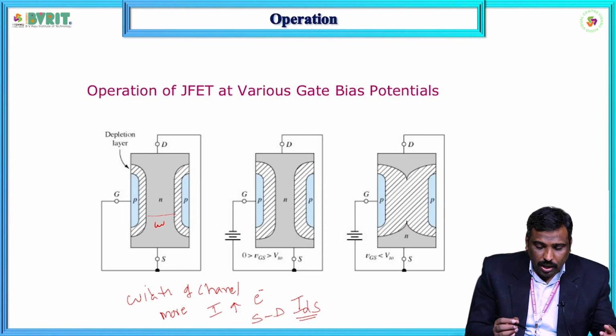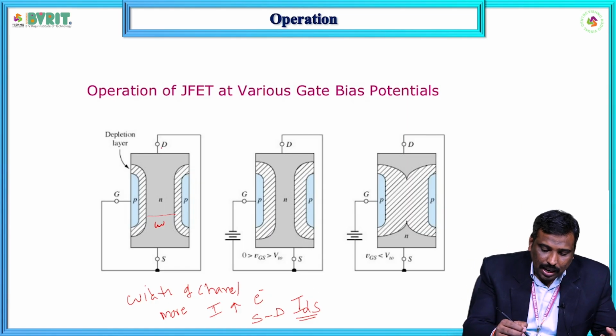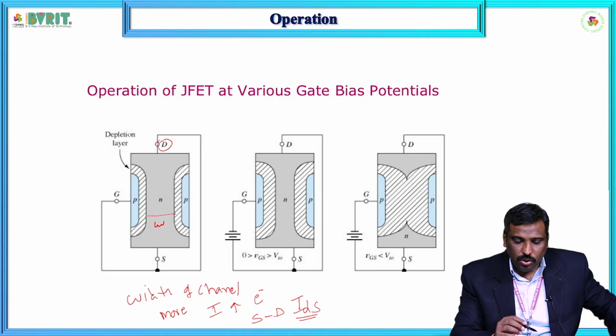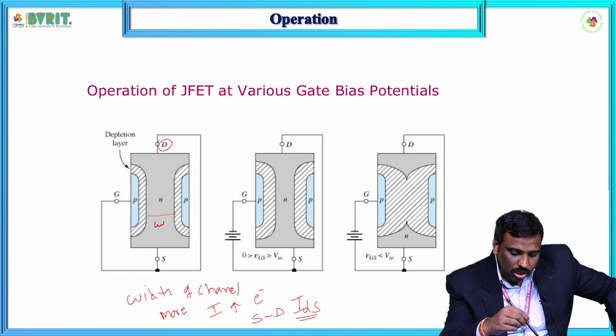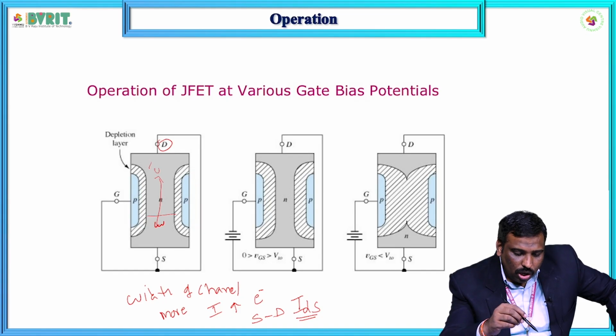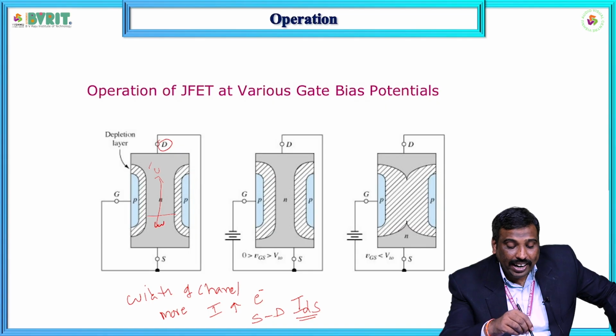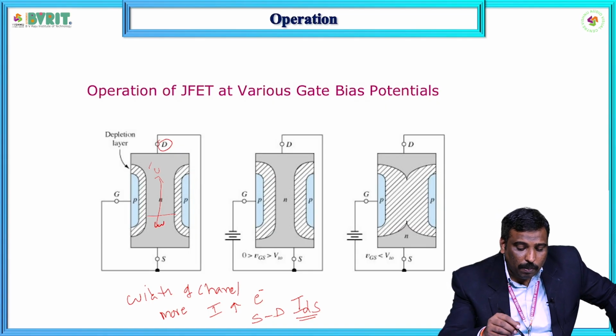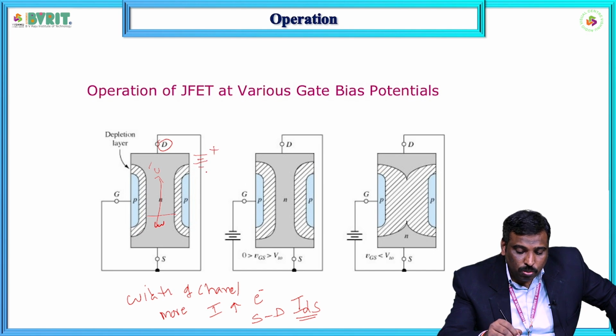In order to attract these electrons towards the drain terminal through the channel, as the electron has a negative potential, we need to apply a positive supply here, because opposite poles attract each other. So this positive polarity drifts the electrons towards the positive terminal.